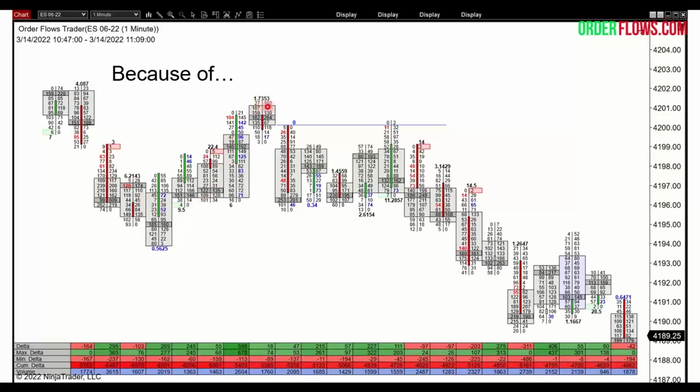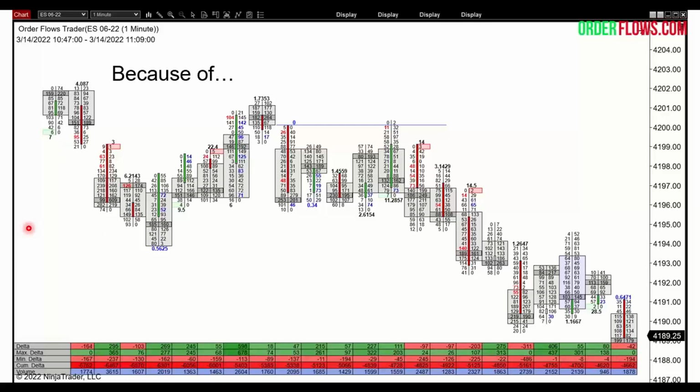The market came all the way back up, tested it, rejected it, and sold off, right? Just as then you left another one here, the market came back up, tested it, and sold off. So it's rejecting it once, rejecting it twice. What happens? The market sells off.